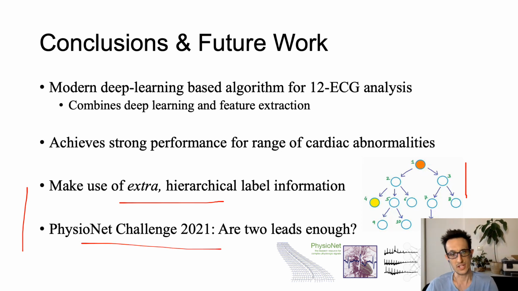Also, the challenge is ongoing this year. This year, the 2021 challenge is about investigating how well these classifiers can do when we don't have 12 leads, but maybe we have fewer leads, such as 2 leads, 3 leads, or 6 lead ECG.